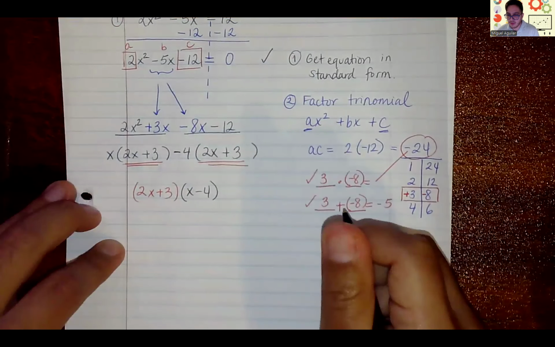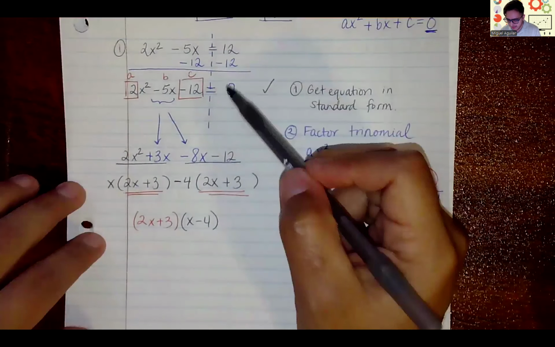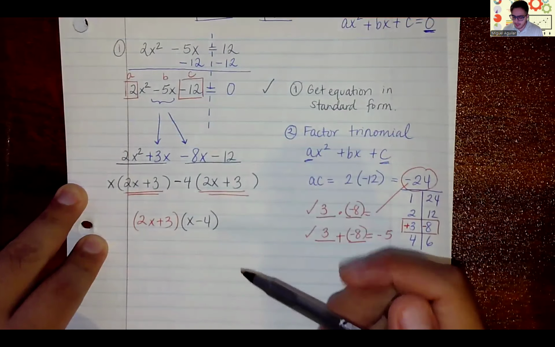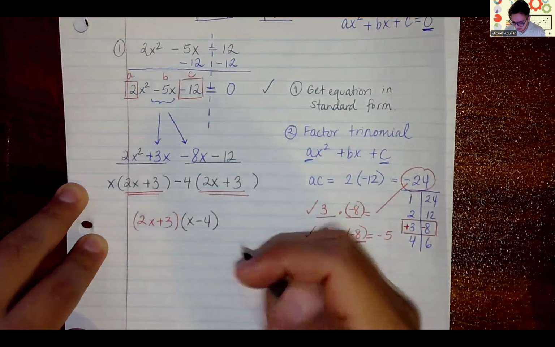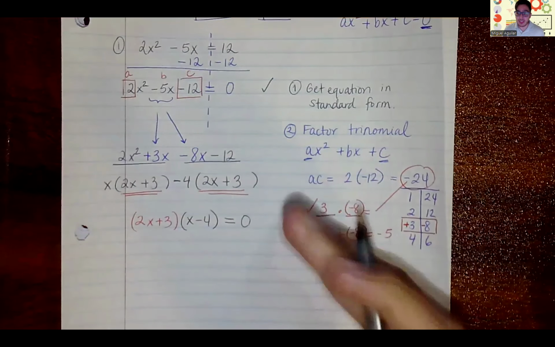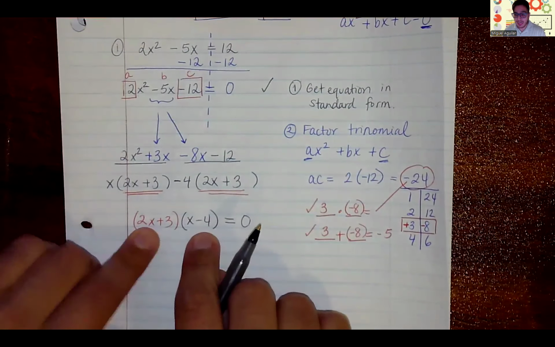Okay. So up until this point, I have sort of neglected the fact that we had this equals 0 on the other side of the equal sign. That is going to be something that's very important. So I'm going to bring that back in here, equals 0, because we're still dealing with this equation, and we still want to have our quadratic equation in standard form, even though it's now factored.